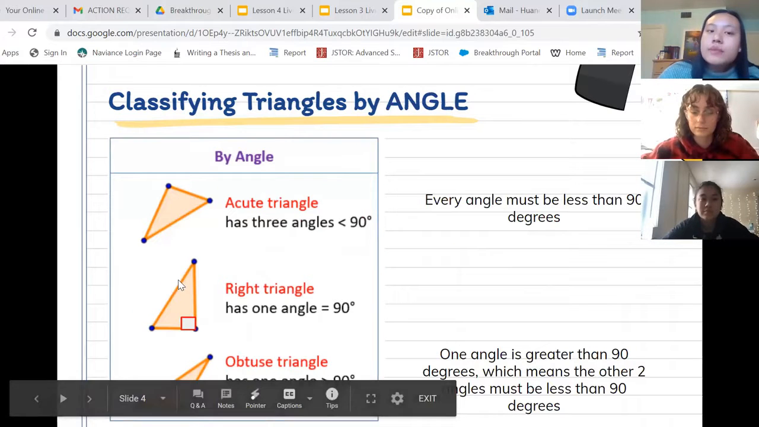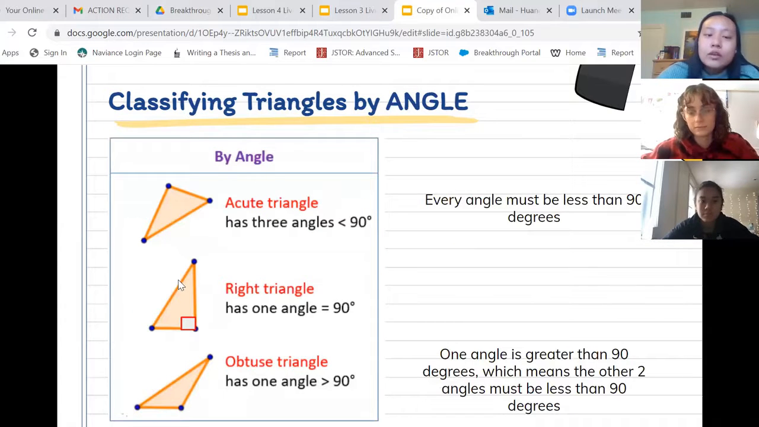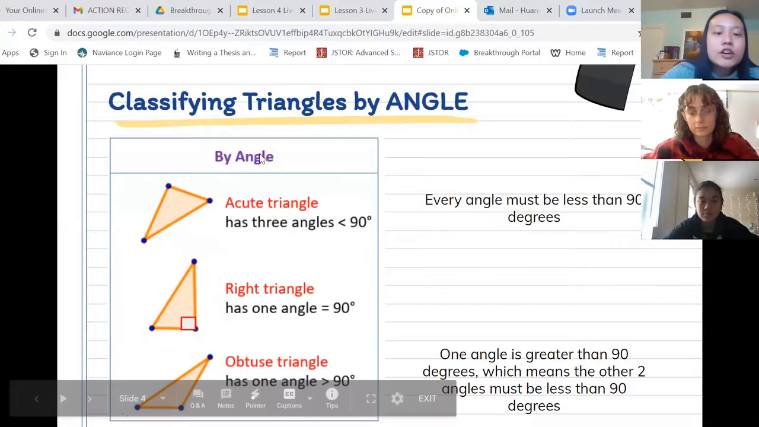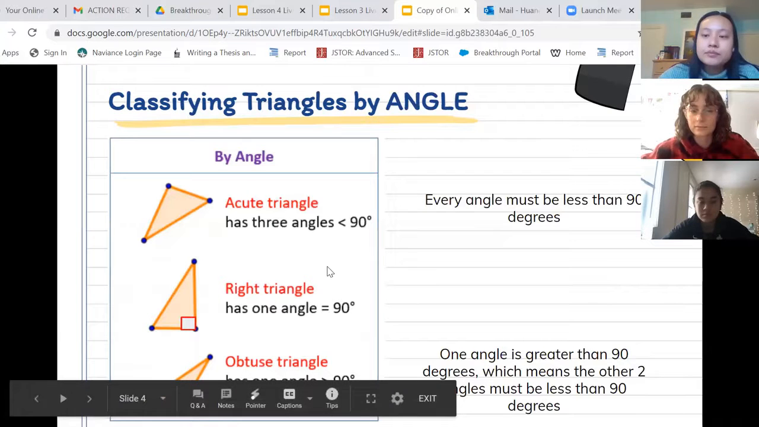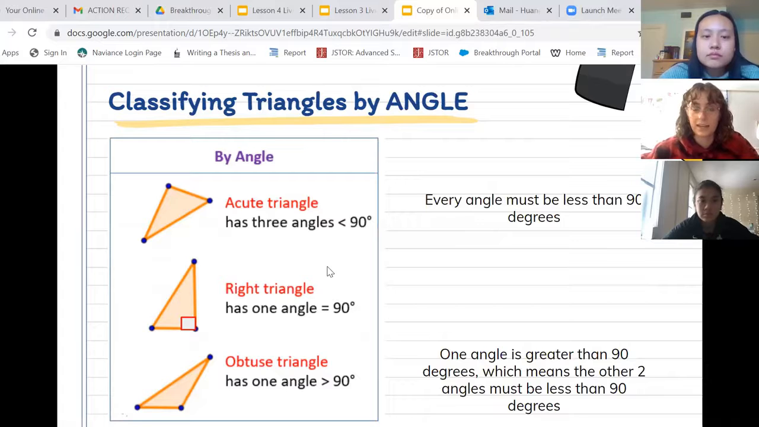All right, we're also going to be classifying triangles by angle. So Alicia, will you help me read that first type of triangle for me? Yeah, acute triangles have 3 angles that are less than 90 degrees. Perfect. Exactly. So every single angle that we see here, 1, 2, 3, must be less than 90 degrees. And Madeline, will you read the second type of triangle for me? Sure. A right triangle has 1 angle that is equal to 90 degrees.